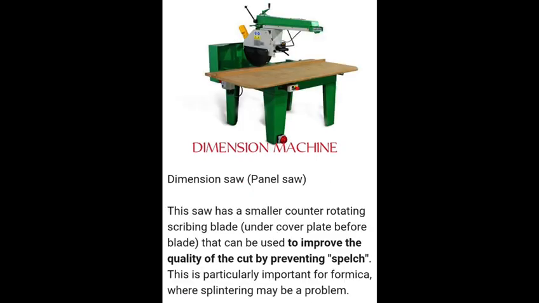Dimension machine. Dimension saw, panel saw. This saw has a smaller counter-rotating scribing blade under the cover plate before the main blade that can be used to improve the quality of the cut by preventing splintering. This is particularly important for materials where splintering may be a problem.